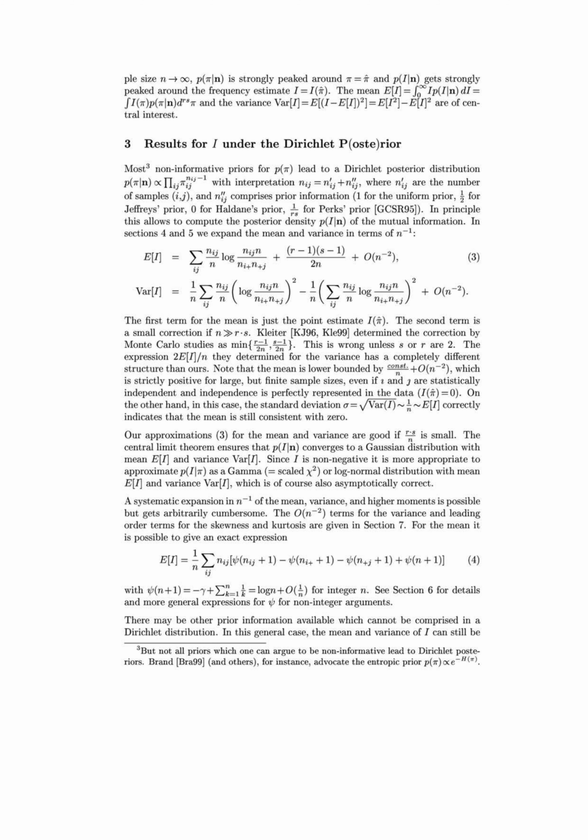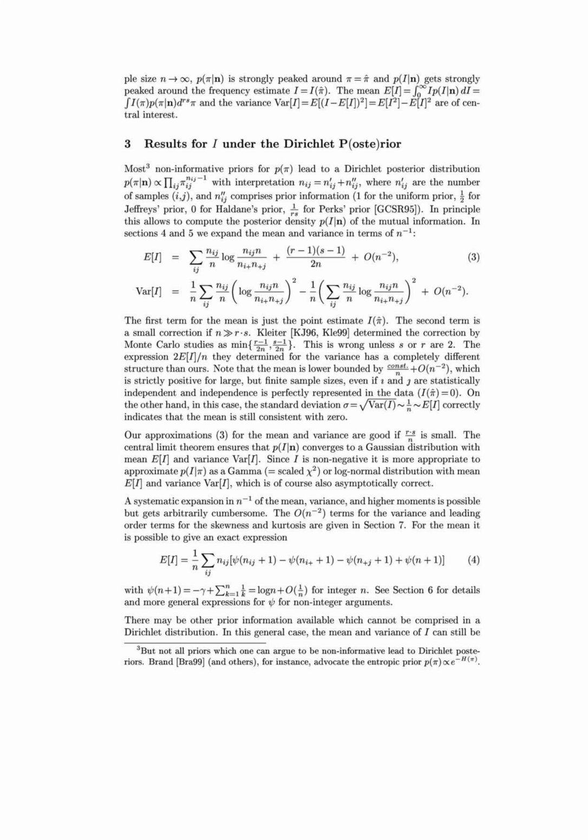In sections 4 and 5, we expand the mean and variance in terms of n⁻¹. The first term for the mean is just the point estimate I(π̂). The second term is a small correction if n is large. Kleiter determined the correction by Monte Carlo studies as (r−1)(s−1)/(2n)... This is wrong unless r or s is 2.